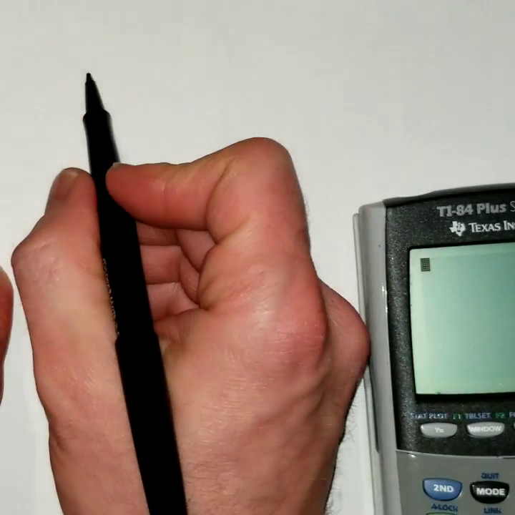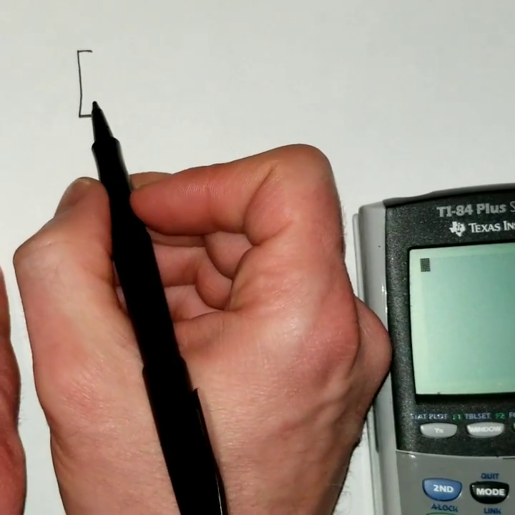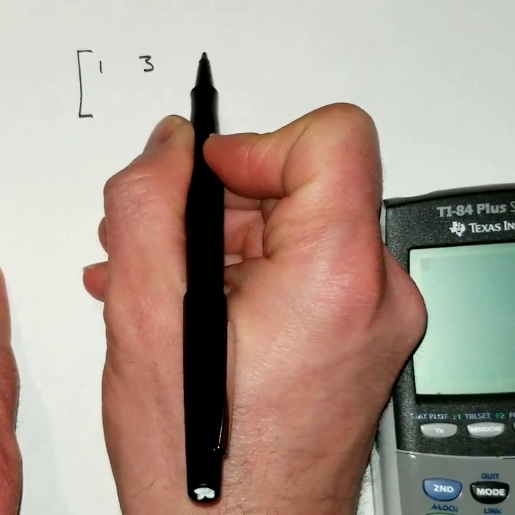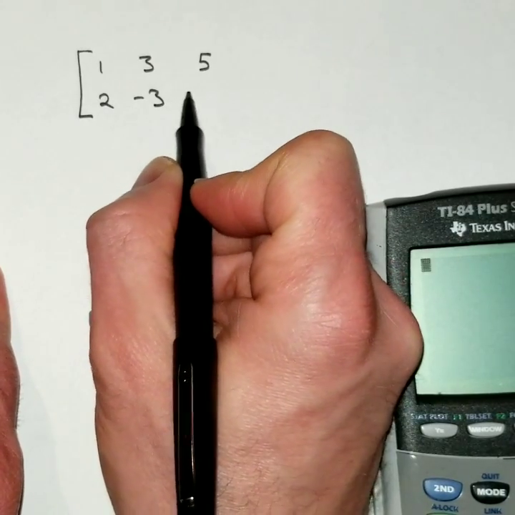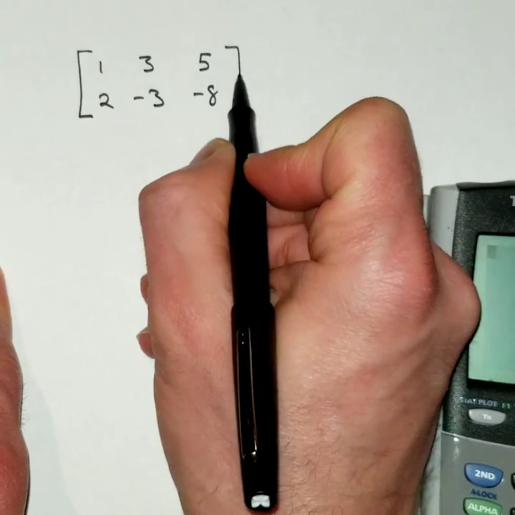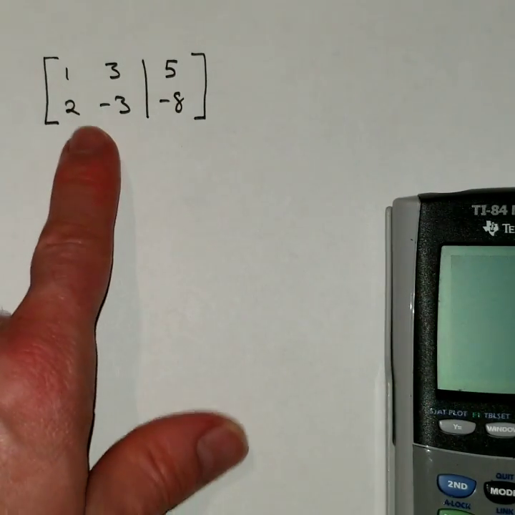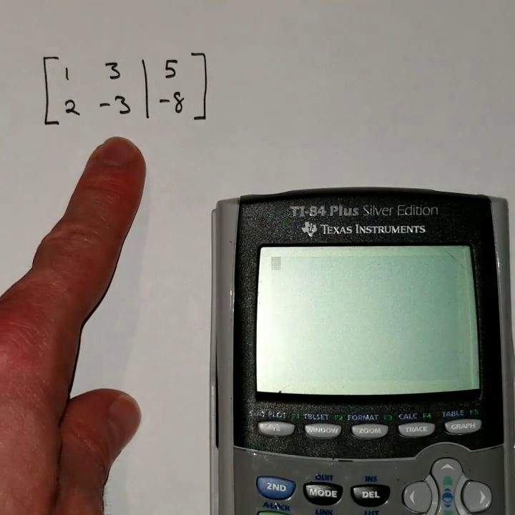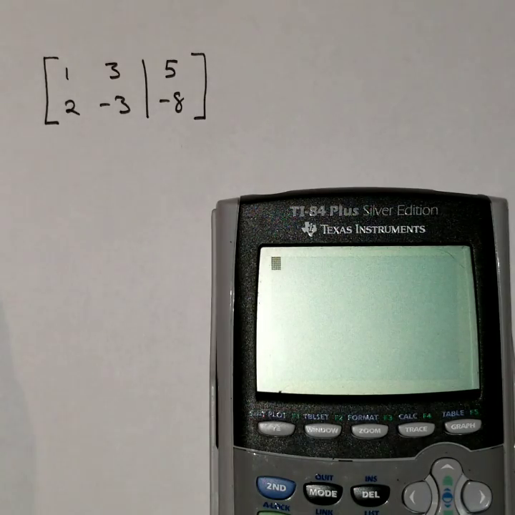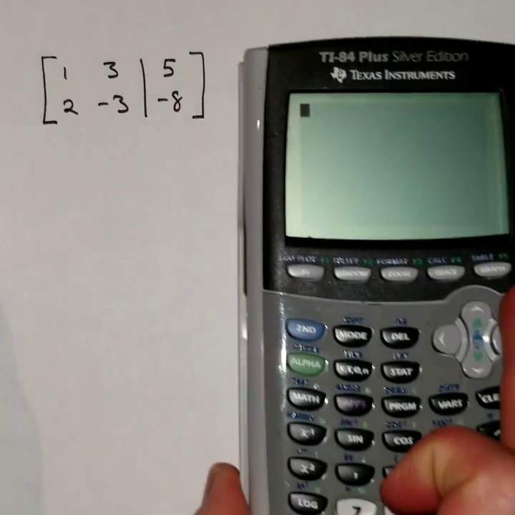Alright, so the initial matrix was 1, 3, 5, and 2, negative 3, negative 8. Basically, your calculator, we can input this into the calculator, and it will be able to calculate the reduced row echelon form automatically. Okay, so to do that, on your calculator, you're going to go to your matrix menu.